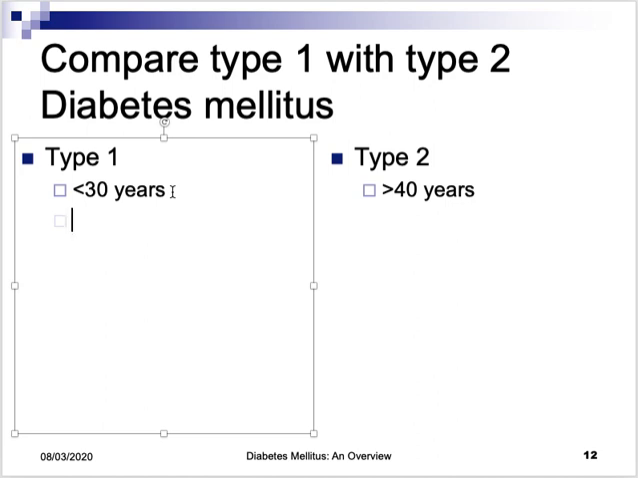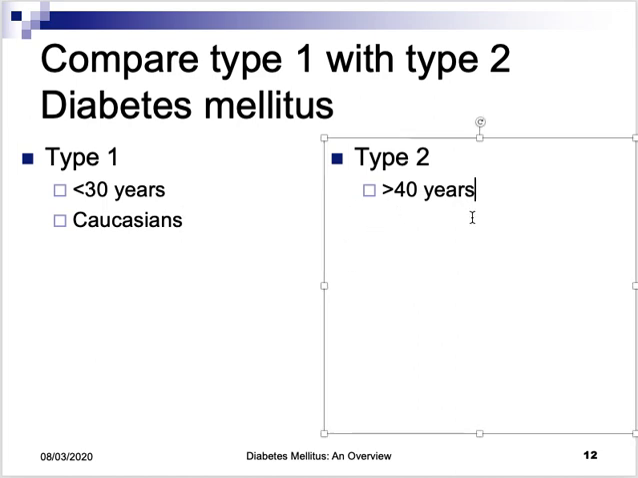Now type 1 is more common in Caucasians, less common in Asians, Africans and others. But type 2 is more common in Asians and Africans.